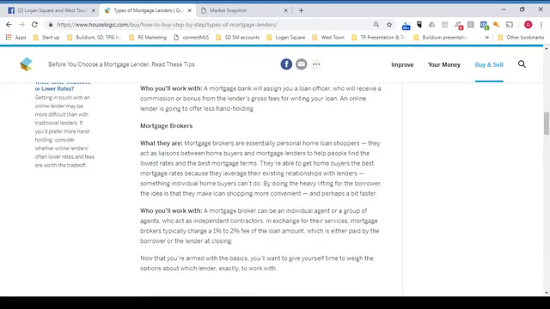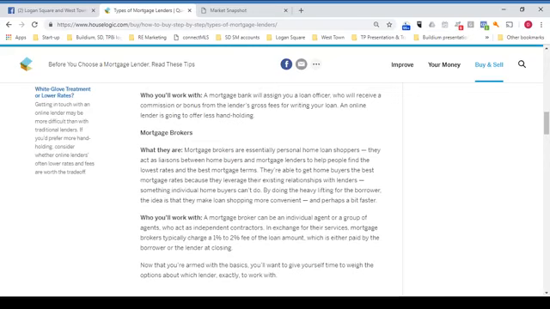Now, who will you work with? A mortgage bank will assign you a loan officer who will receive a commission or bonus from the lender's gross fees for writing your loan. An online lender is going to offer less handholding, however.